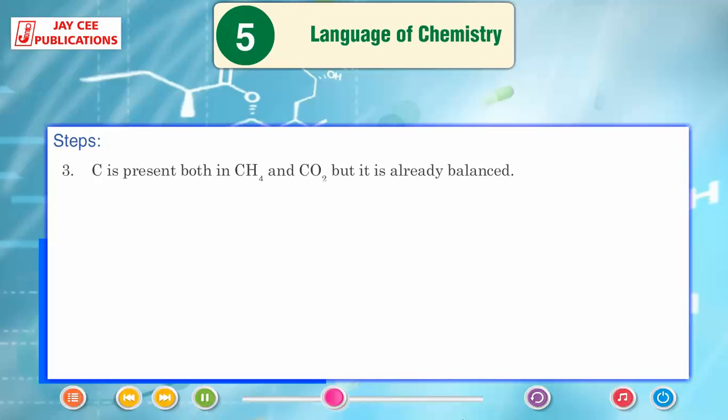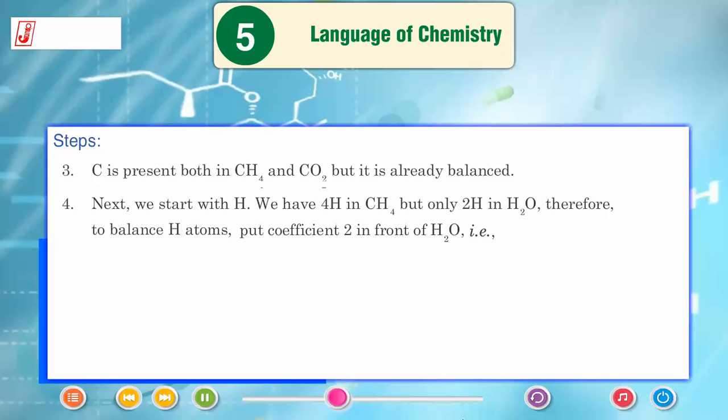3. C is present both in CH4 and CO2, but it is already balanced. 4. Next, we start with H. We have 4H in CH4, but only 2H in H2O. Therefore, to balance H atoms, put coefficient 2 in front of H2O. That is, CH4 + O2 → CO2 + 2H2O.